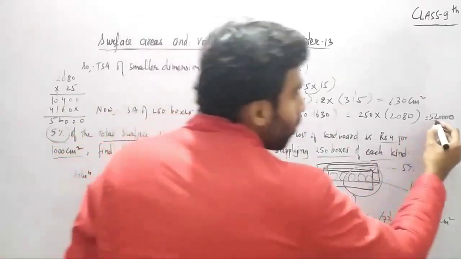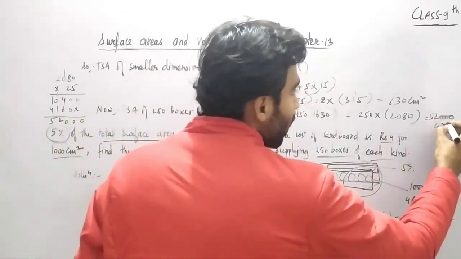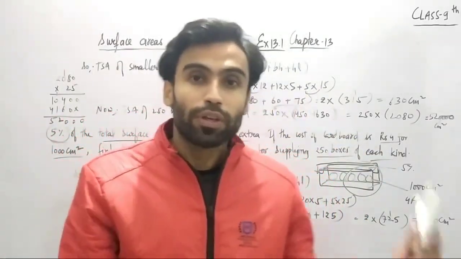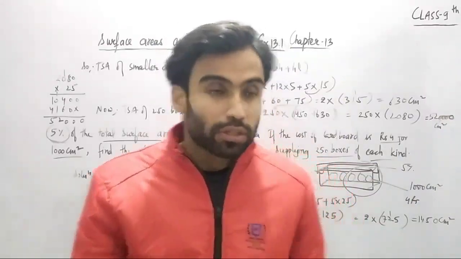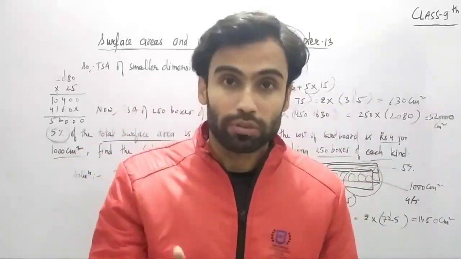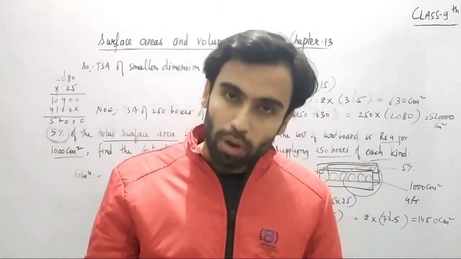So you can see 5,20,000 centimeter square. That will be the total area of 500 boxes of the smaller and larger dimension together, right? So this is the total surface area of the 500 boxes, in which 250 are of larger dimension and 250 are of smaller dimension, right?